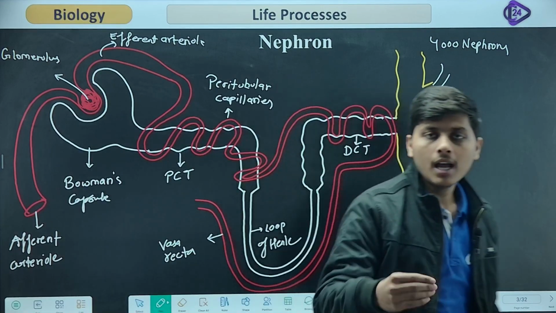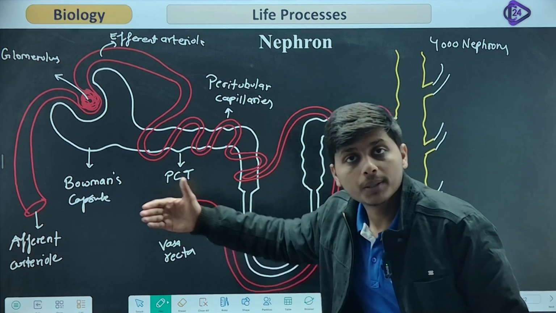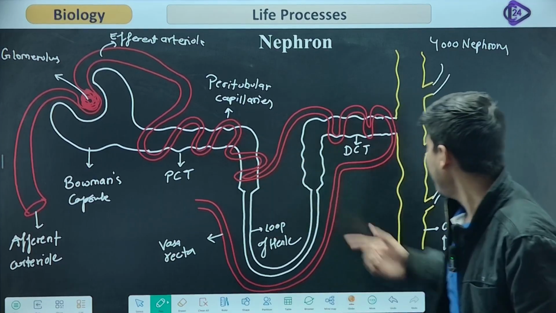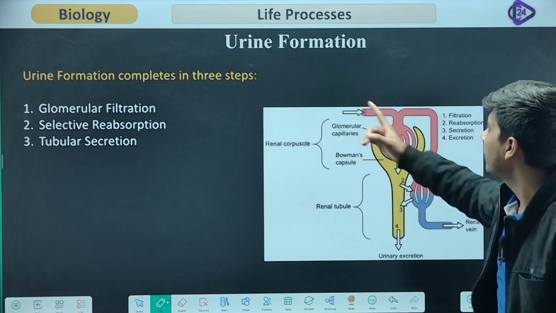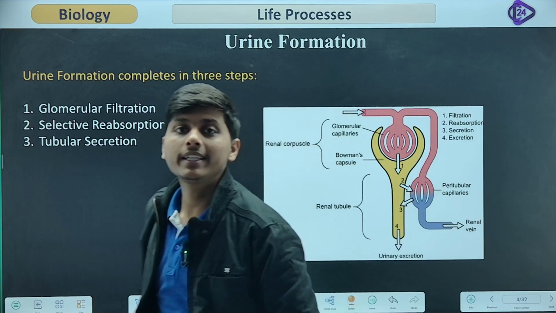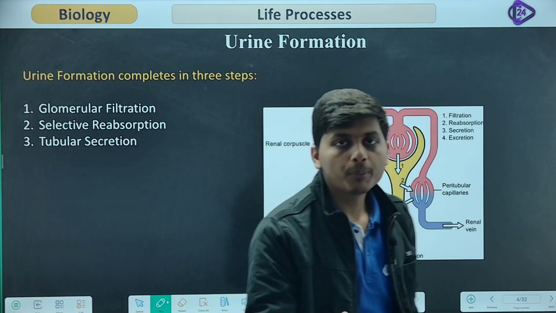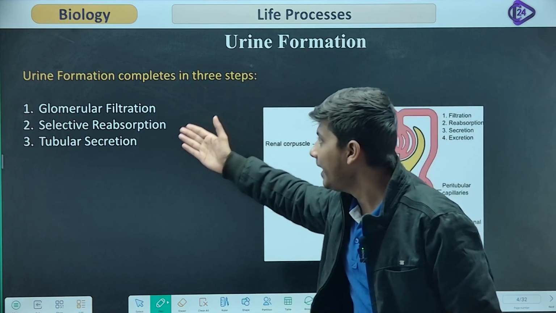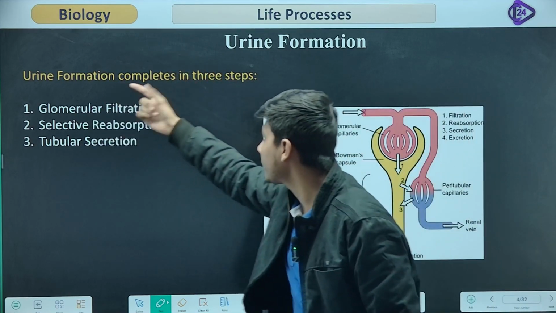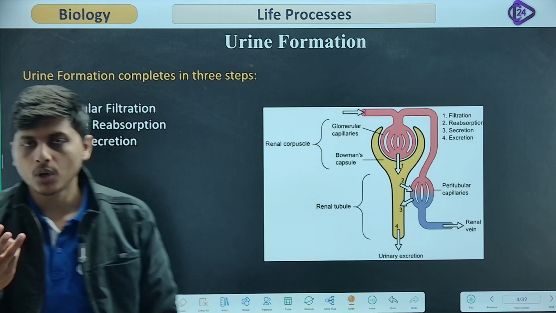Now we will study how urine is formed in this nephron, what this structure does with the blood, how it gets purified and how it makes urine. The main heading of today is the mechanism of urine formation, how our urine gets formed, the most important question of the boards and for Olympiads. Write the steps of urine formation. Urine formation completes in 3 steps. We have to remember the 3 steps.